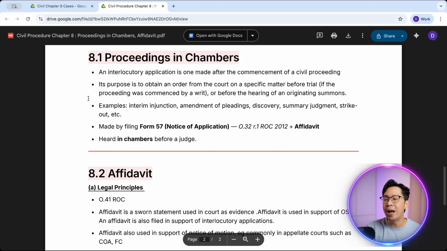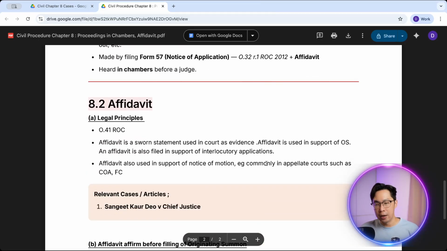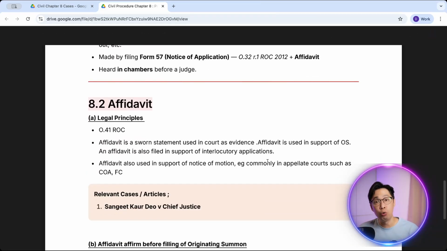Now, what about affidavits? We have actually read affidavits together, but let's go through them a second time now. We read it together the first time when we read the statute, isn't it? So let's read it again a second time. So open up your statute, and I'll share the statute together with you as well. And let's see, this is Order 41. Let's make sure, where are we?